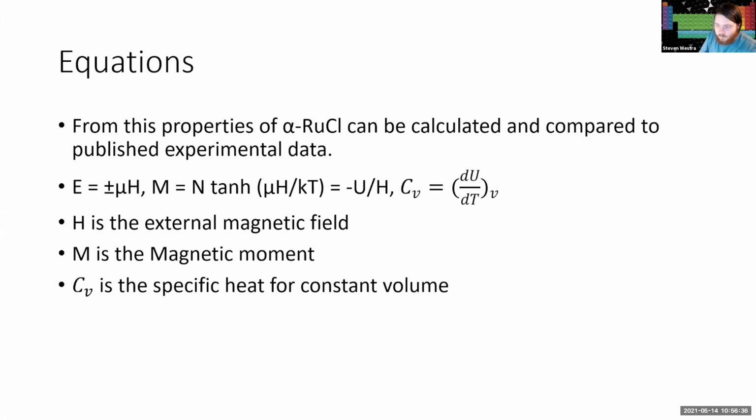So from this, since we are only considering the collinear directions, directly in or out of the magnetic field, we can take our energies as being plus or minus mu h, with h being the external magnetic field. We can calculate our magnetic moment as n tanh of our energy over the Boltzmann constant times temperature, which would be equal to our internal energy over the strength of the magnetic field. From determining that, we can also find our specific heat from the first law of thermodynamics.